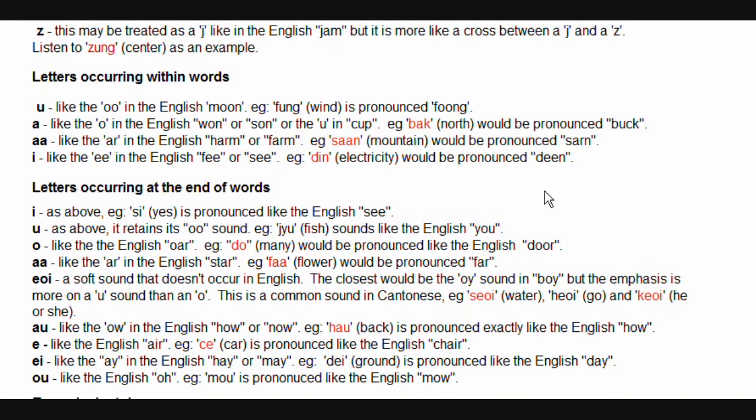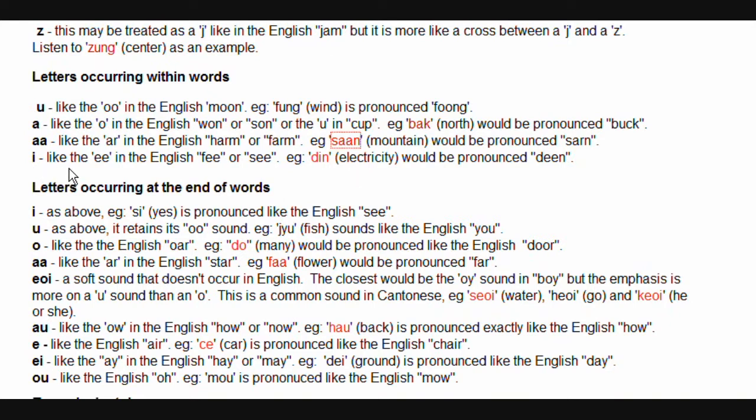U, like the U in English moon, e.g. fung, wind, is pronounced foong. A, like the O in the English one or sun, or the U in cup, e.g. bak, north, would be pronounced buck. Aa, like the R in the English harm or farm, e.g. saan, mountain, would be pronounced san.